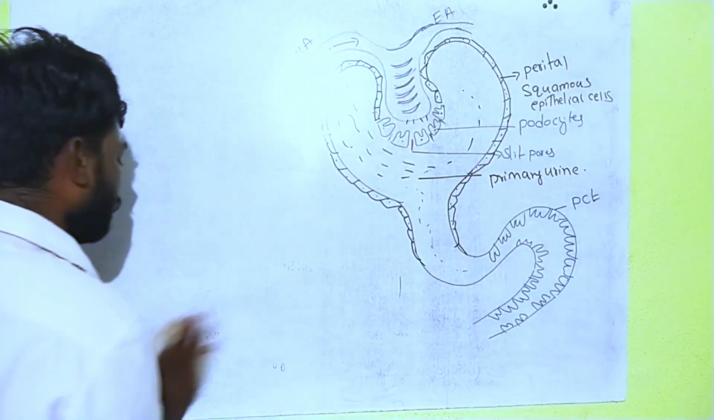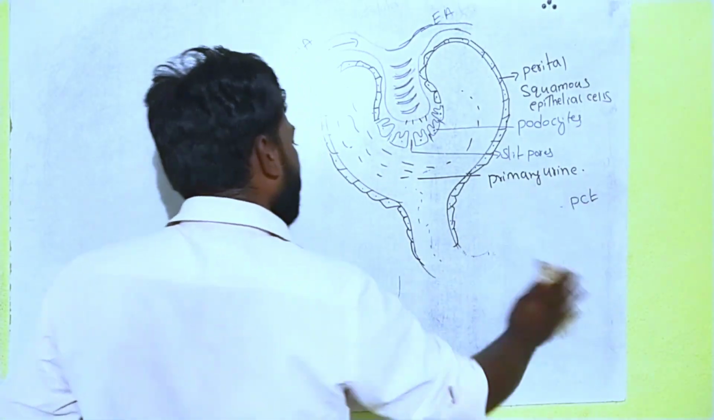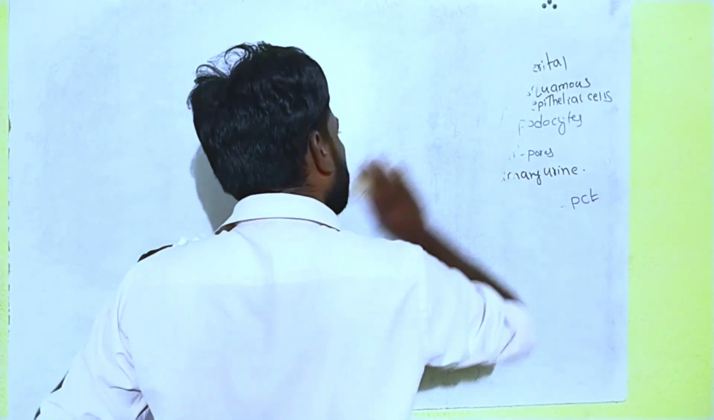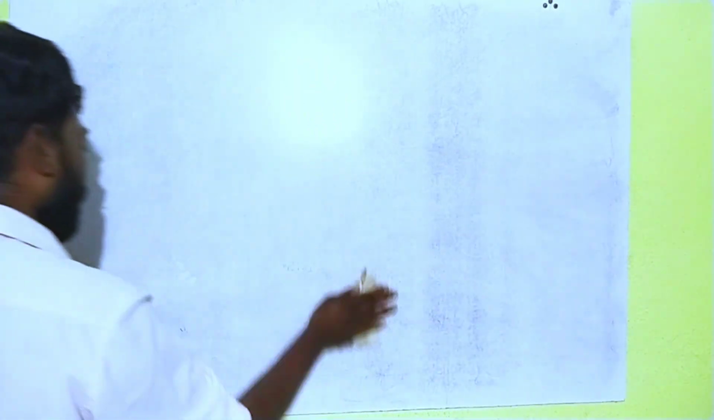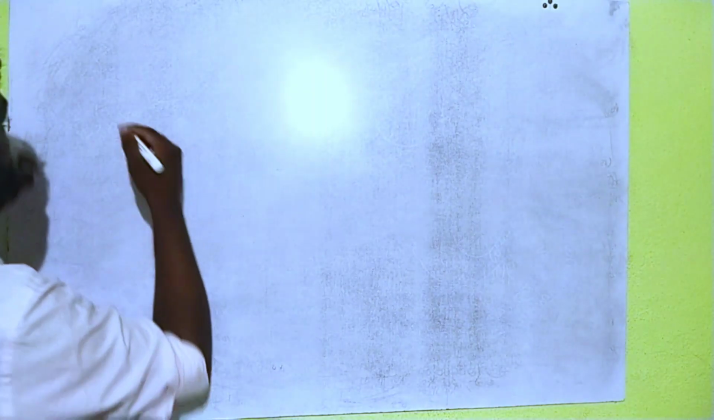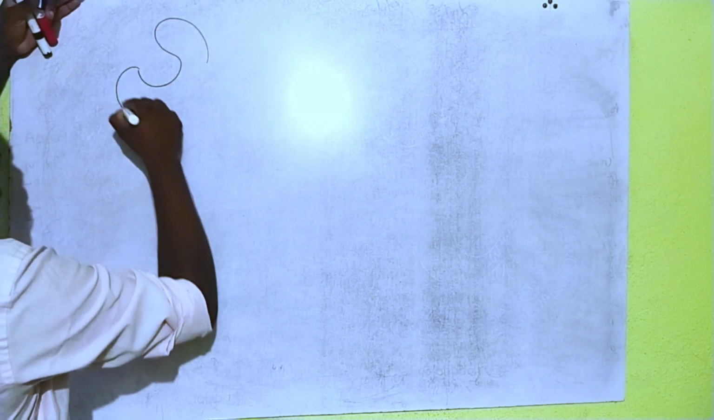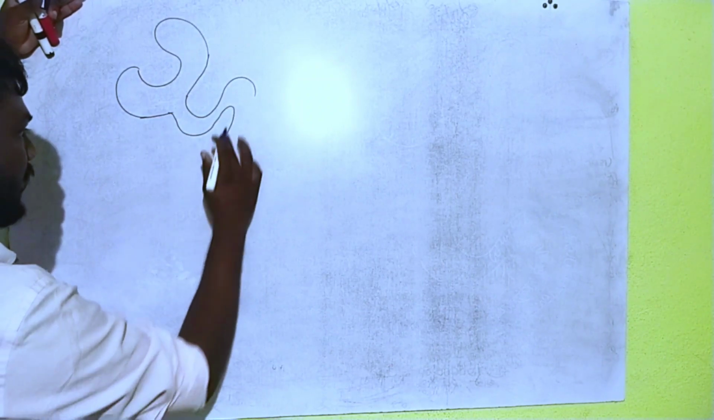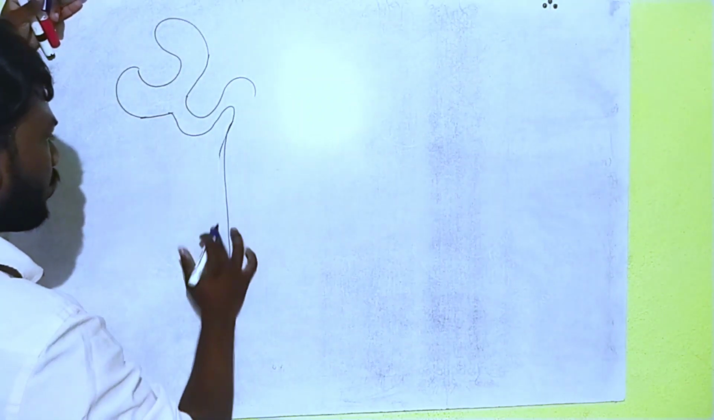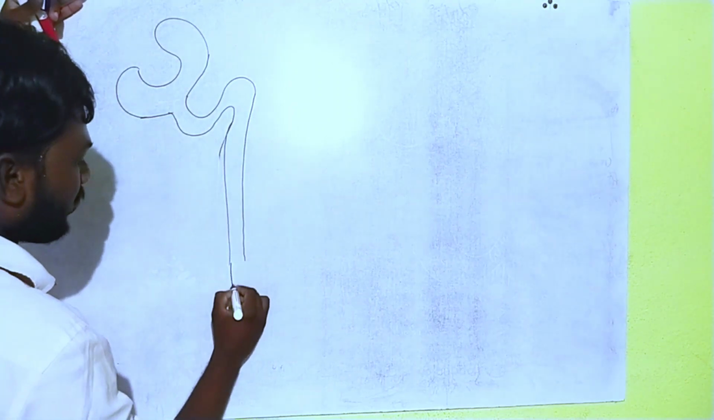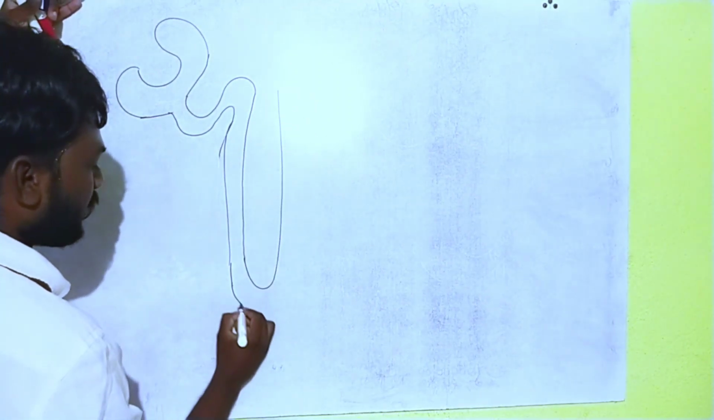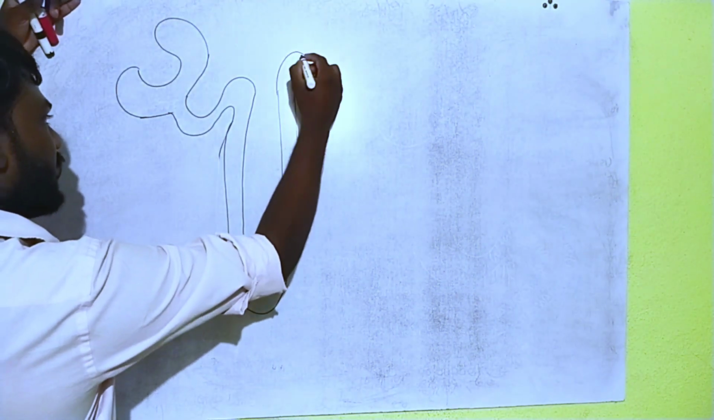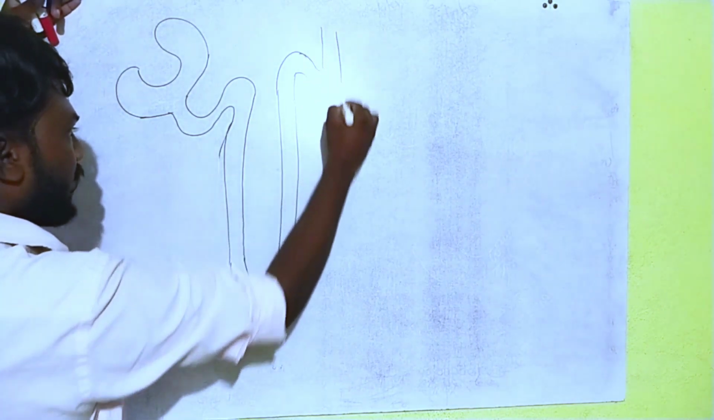We are moving to the next part. PCT is completed, and next is the loop of Henle. This is the Bowman's capsule, then the coiled part, and the descending part. This is the descending limb. This is descending, then a U shape. This is called ascending, and finally it connects to the collecting duct.